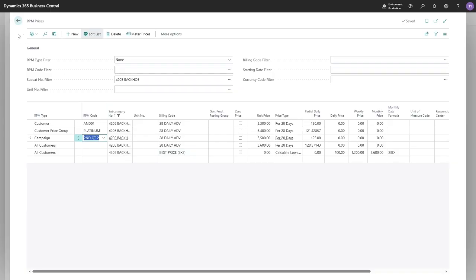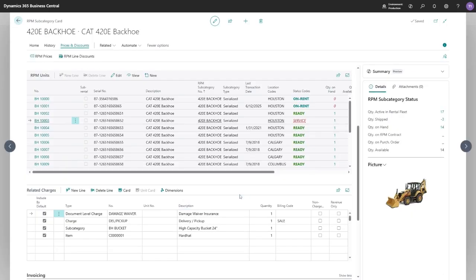So that is a brief overview of our RPM subcategory card.